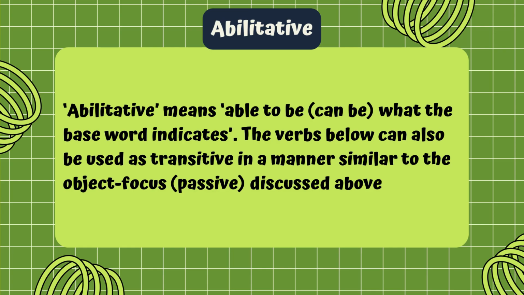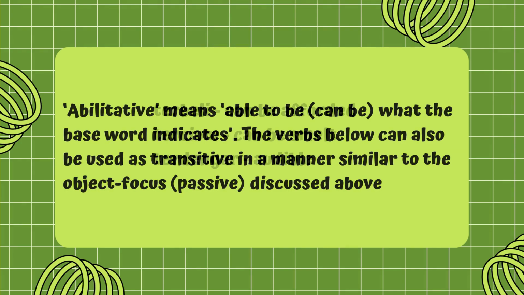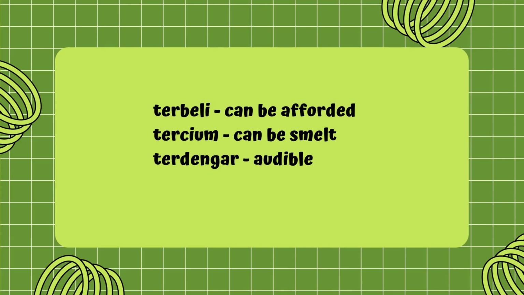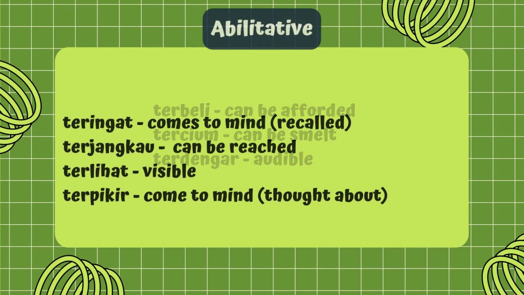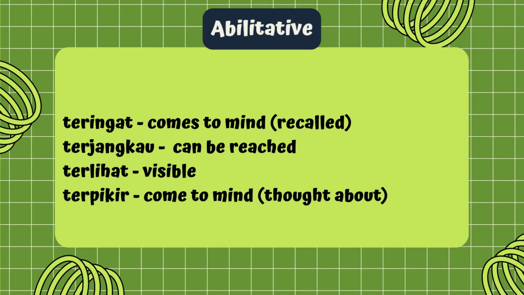Habilitative. Habilitative means able to be, can be, what the base word indicates. The verbs below can also be used as transitive in a manner similar to the object focus, passive, discussed above. Terbeli. Can be afforded. Tercium. Can be smelled. Terdengar. Audible. Teringat. Comes to mind, recalled. Terjangkau. Can be reached. Terlihat. Visible. Terpikir. Come to mind, thought about.